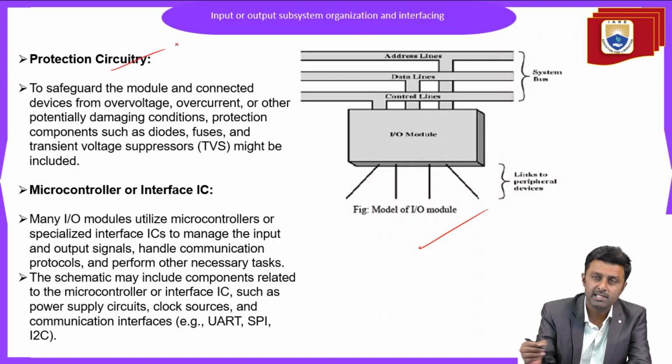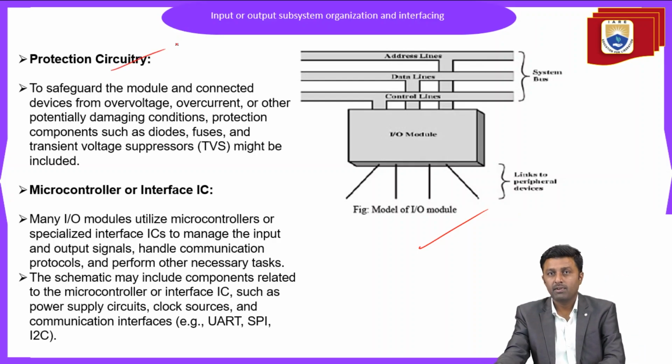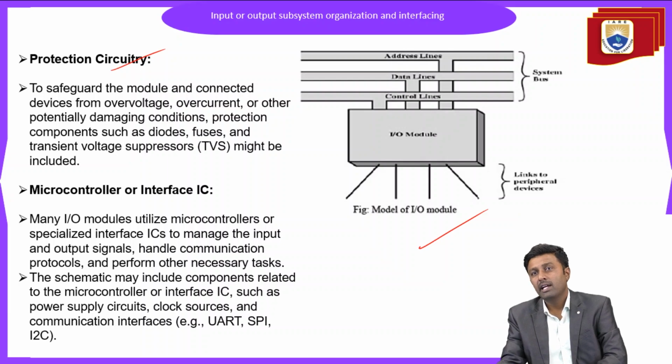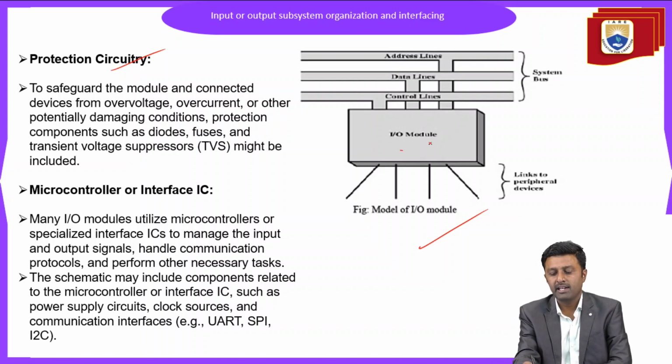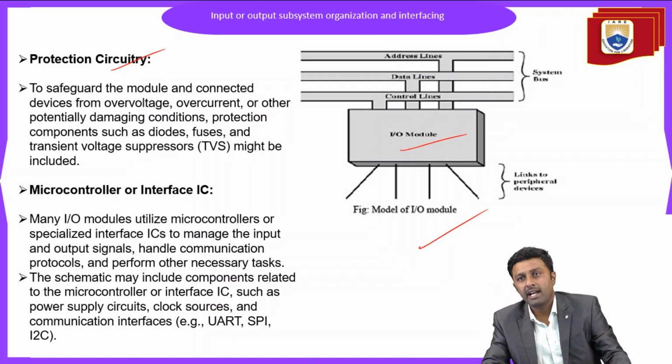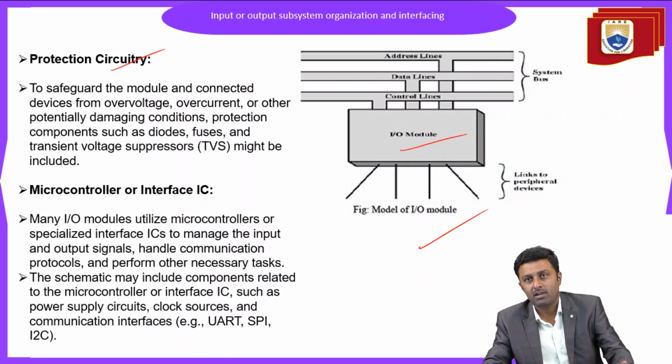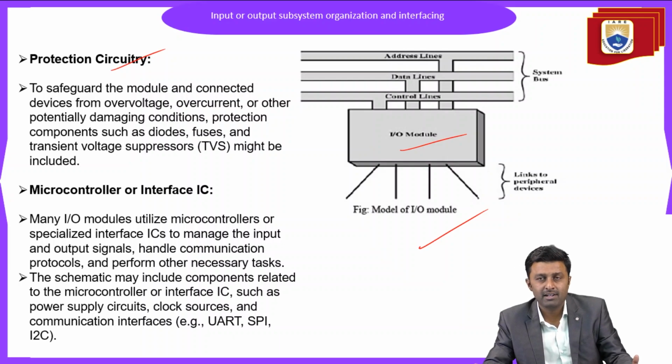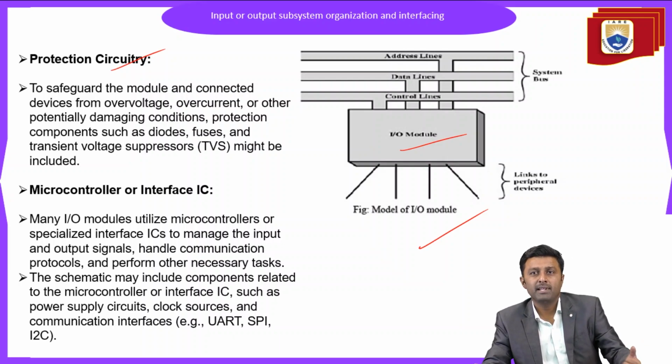So this protection circuitry is used for protection. Then the microcontroller or the interface IC is used here. That is the IC module, which will utilize the microcontrollers and the ICs to manage the input-output signals here, to handle the communication protocols, and perform the necessary tasks.